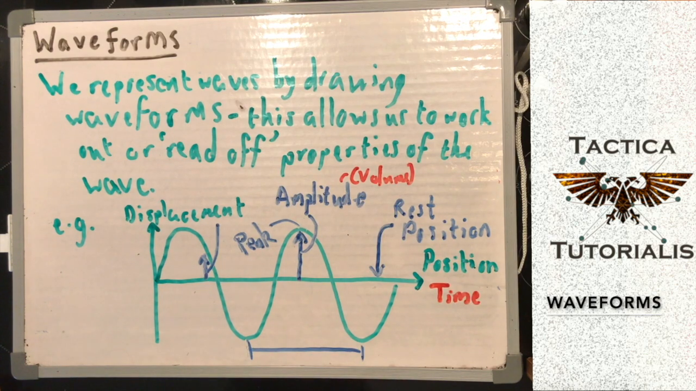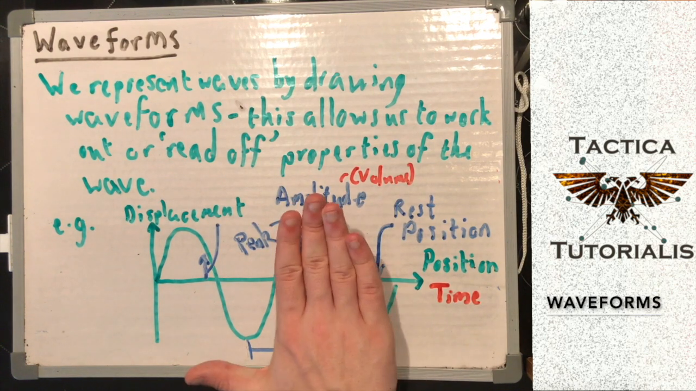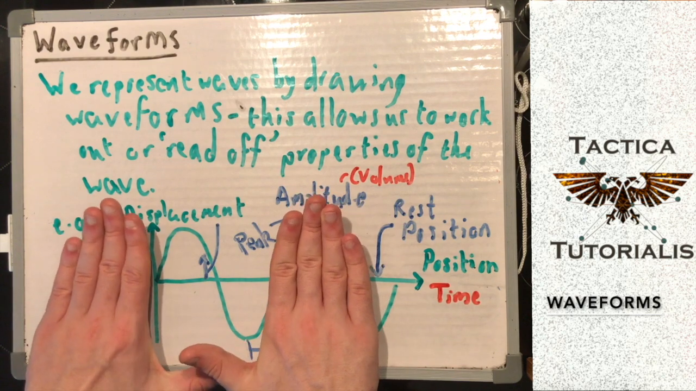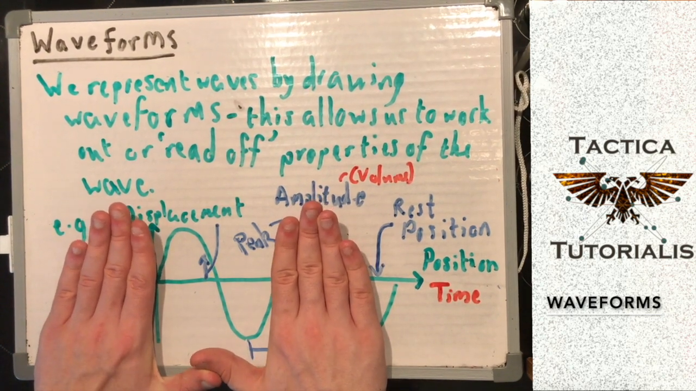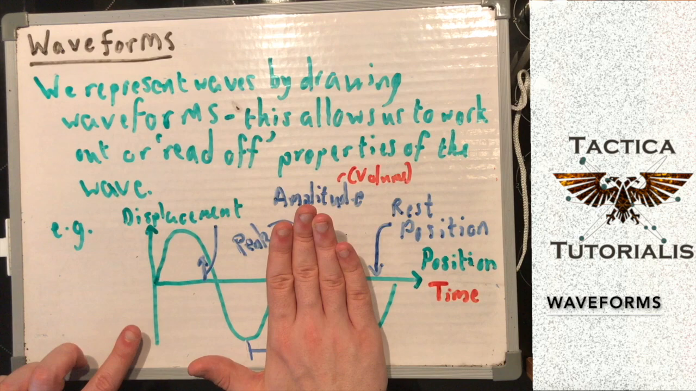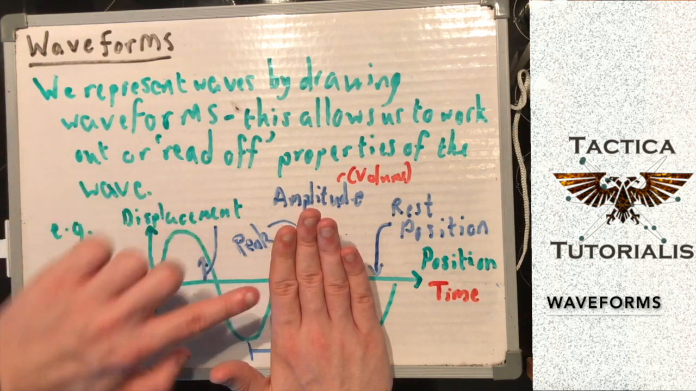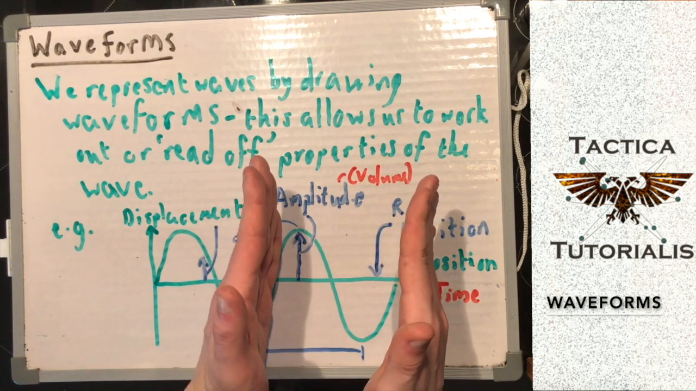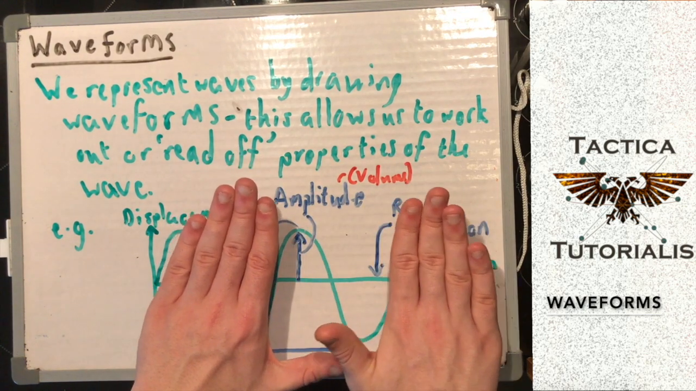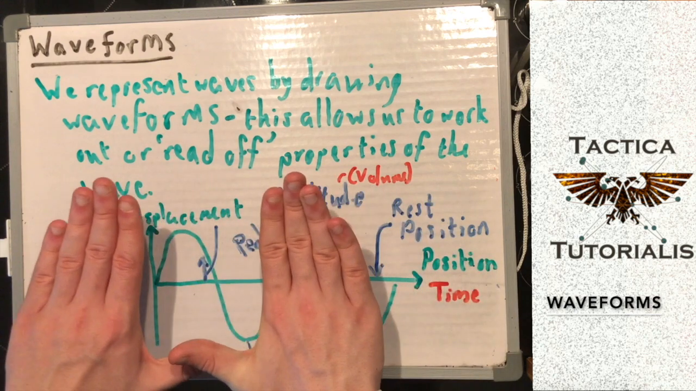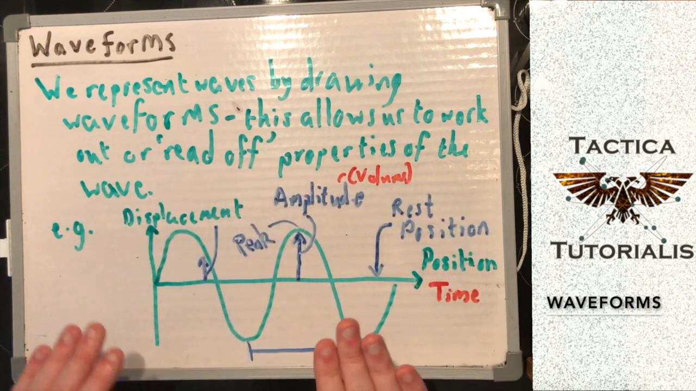The waveform repeats itself. So if I cover this up, that is what we would call a cycle of the wave. It starts here, moving upwards. It goes up, down to the bottom, and then back up again. And then, if you look at this one, it's the same again. It repeats itself.